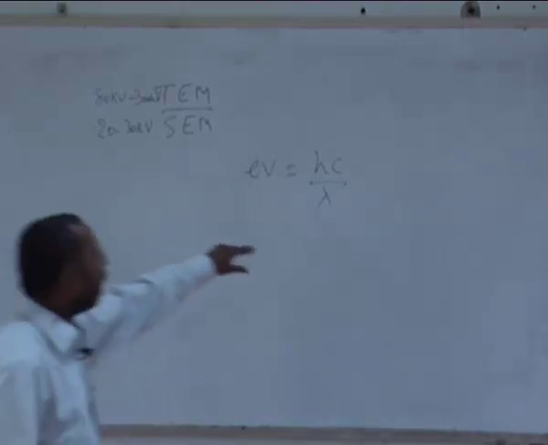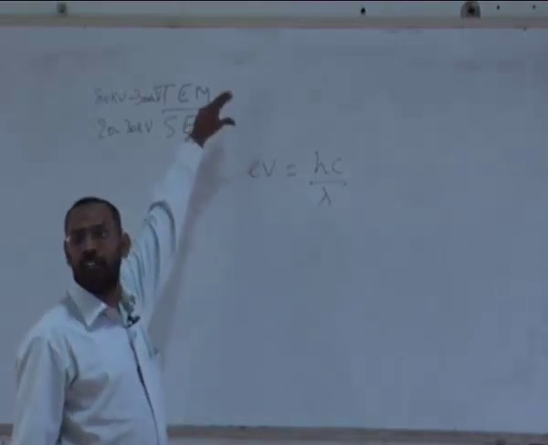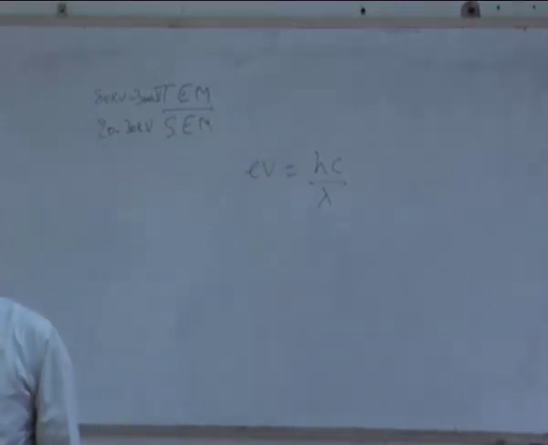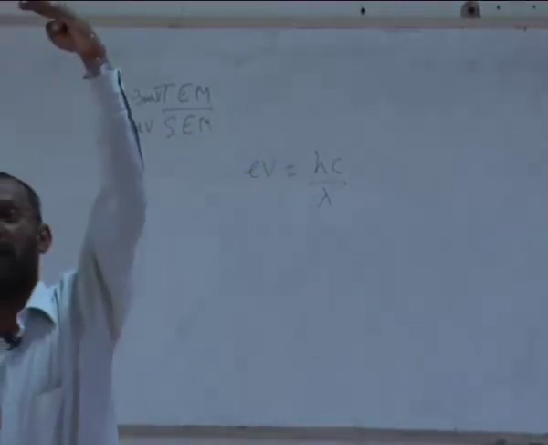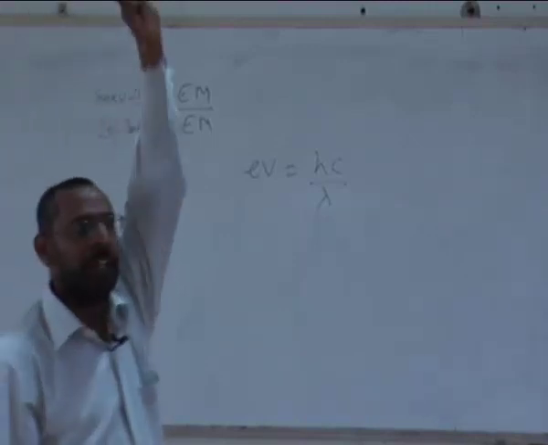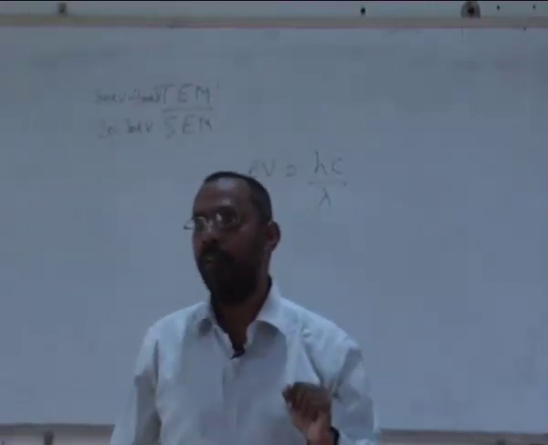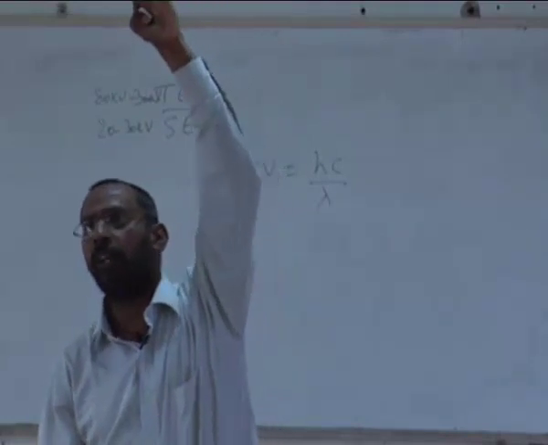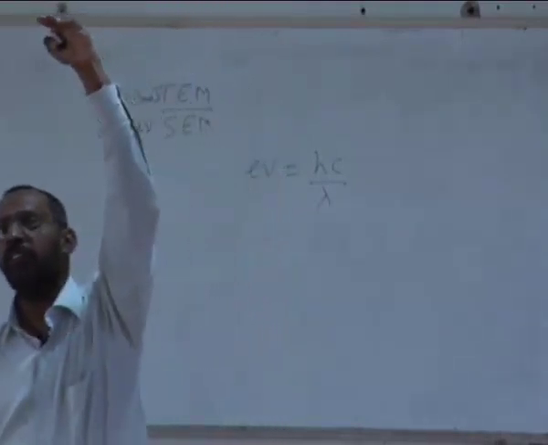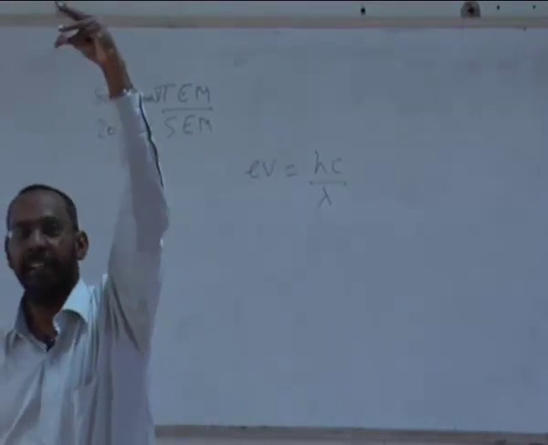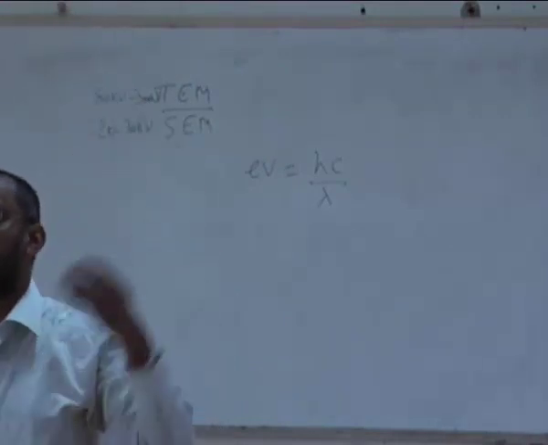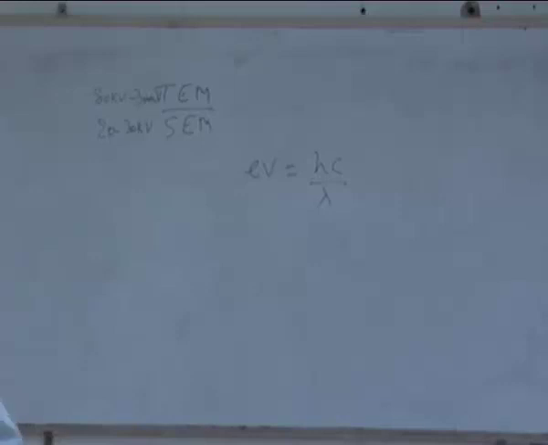E equals hc by lambda, or h nu. That is what all of us know. So if I want a smaller lambda, I can get it by using a higher voltage. I generate electrons and allow them to move towards the sample with a large voltage potential. The electrons will move towards the sample with an energy decided by the voltage that I apply, from the region where I have generated the electrons, which is called the gun. These electrons are generated either by a field emission process or a thermionic emission process.